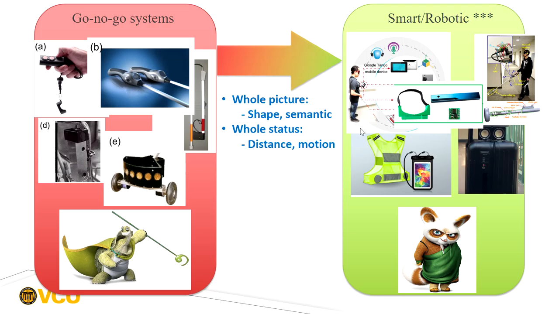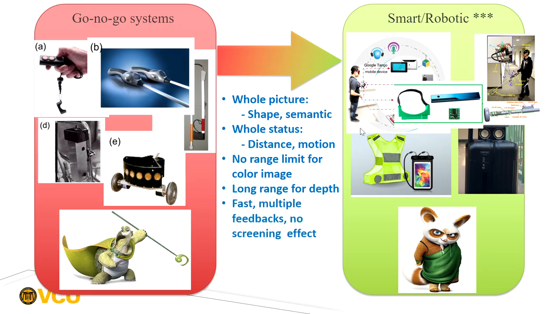And also we get the whole status of these objects. We can determine the distance of that object to the user. And also the motion status, whether it's dynamic or still, at which velocity it's moving, and in which direction. And there's no range limit for color images, and a long range for depth data. And it can also give fast and multiple feedbacks without a screening effect. We can see there is a lot of improvement from the left to the right.